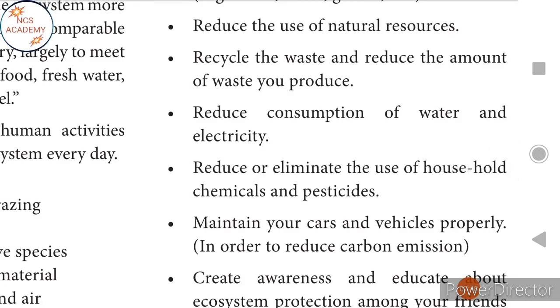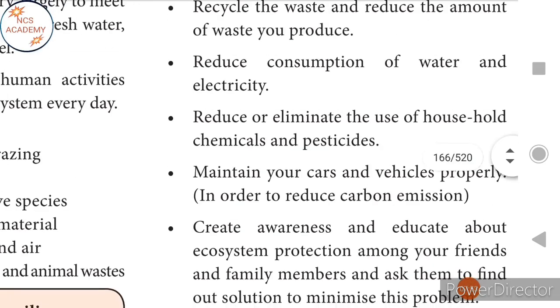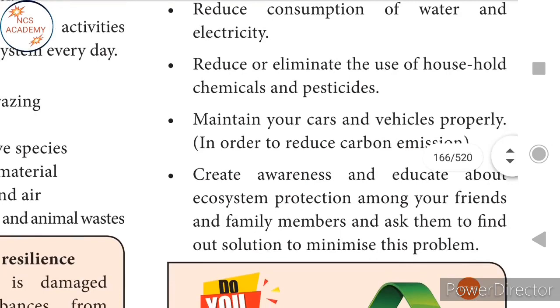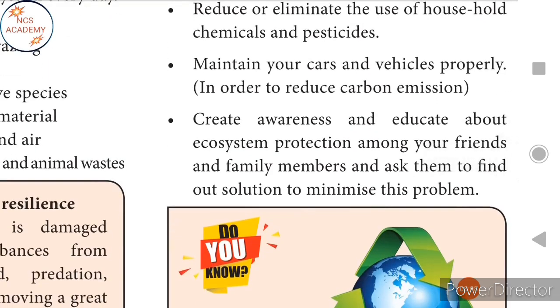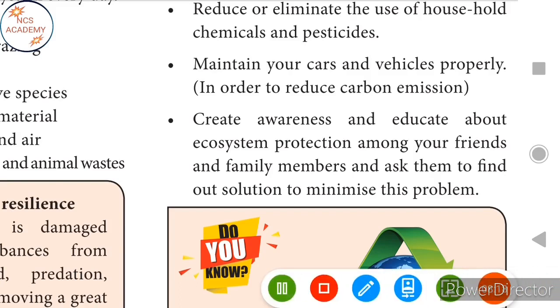Likewise, reduce consumption of water and electricity. Next, reduce or eliminate the use of household chemicals and pesticides. Maintain your car and vehicle properly in order to reduce carbon emission. Create awareness and educate your friends and family members about ecosystem protection, and ask them to find a solution to minimize the problem. These are the several points.